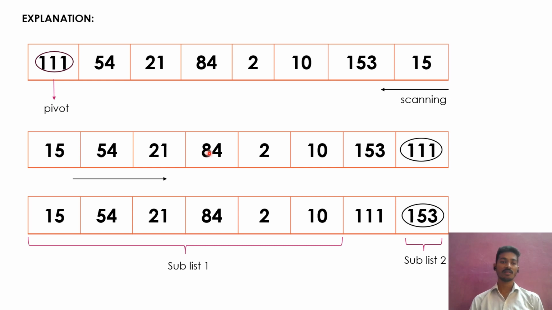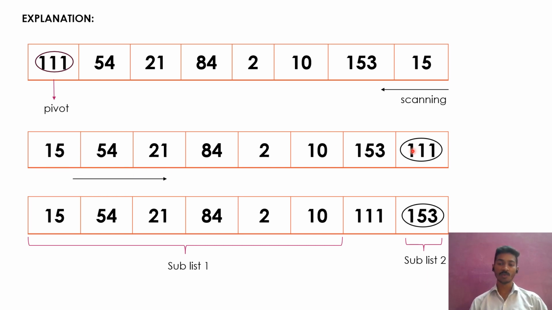First, let us fix the pivot element. Here the first index value is 111. Now the pivot is fixed and we have to scan from right to left. While scanning from right to left, the first element is 15. 15 is smaller than 111. Now we have to swap both the elements. After swapping, we will get this array.